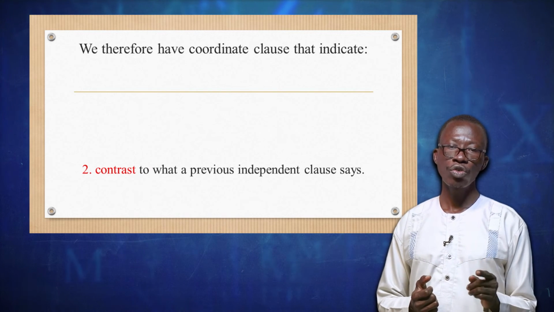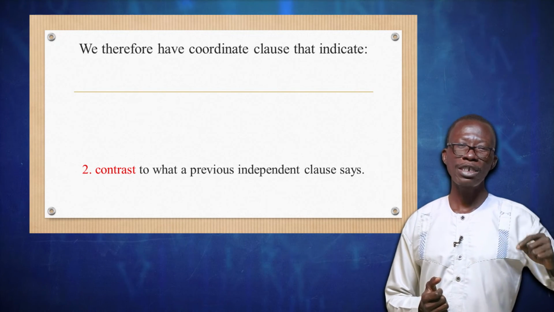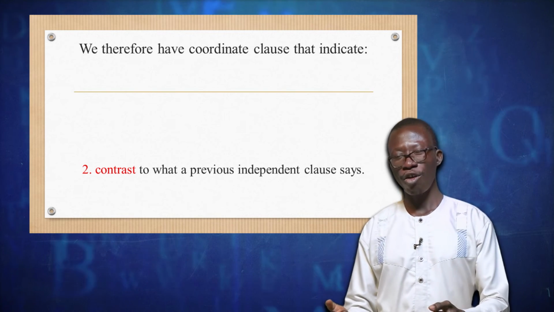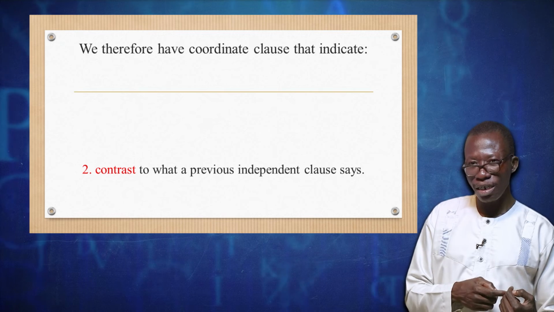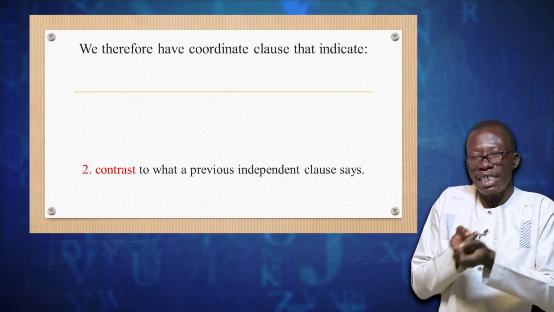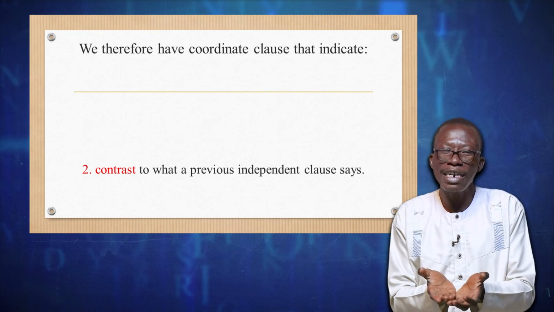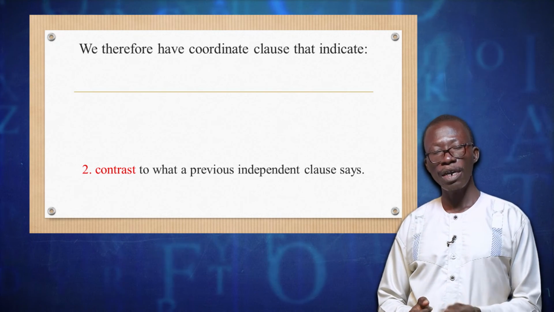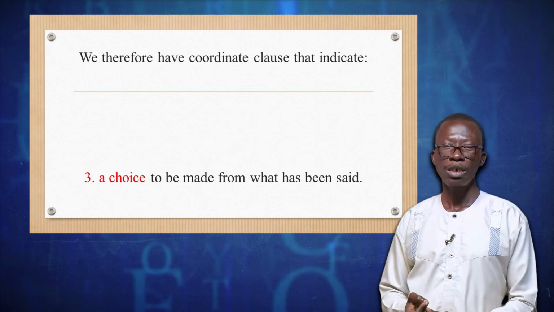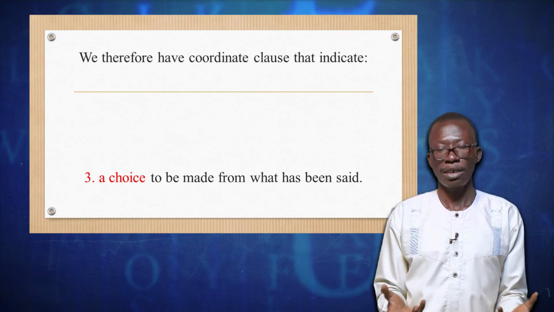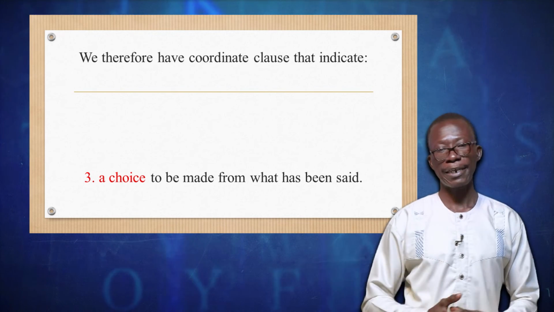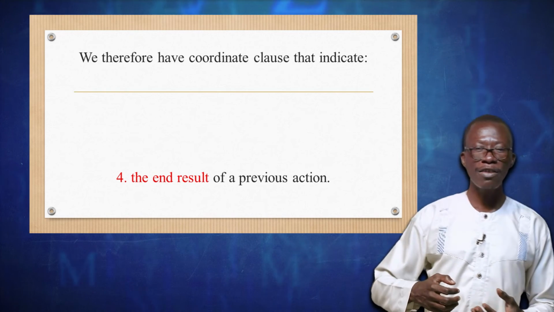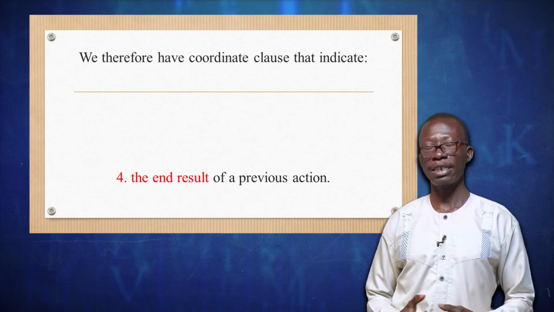or two, add a contrast to what a previous independent clause says. So you can have a clause that is contrasting, in a way contradicting, that is a way of negating what has already been said. Three, we can also have an independent clause that offers a choice to what has already been said. And four, we can have an independent clause that gives an end result of what has been said.